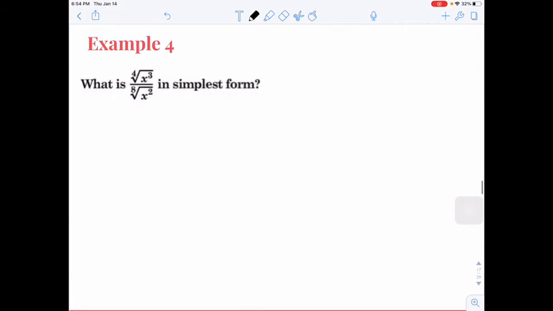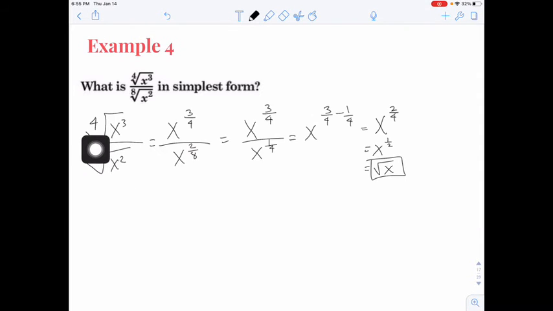For example 4, we have: what is the 4th root of x cubed divided by the 8th root of x squared in simplest form? We can rewrite the 4th root of x cubed as x to the 3 over 4th power. The index becomes the denominator of the exponent. Same idea gives us x to the 2 over 8th power from the 8th root of x squared. Now we can simplify 2 over 8 as 1 over 4, and then on the previous slide we saw that when we divide the same base we can subtract the exponents.